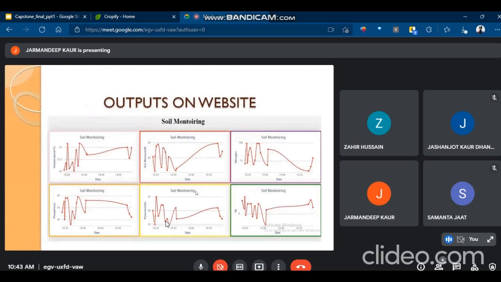So these are the outputs on our website, which shows the 6 different graphs of the NPK values, temperature values, and soil moisture values. These values are coming from the ThingSpeak server, which creates these graphs in real time and shows us these 6 graphs.